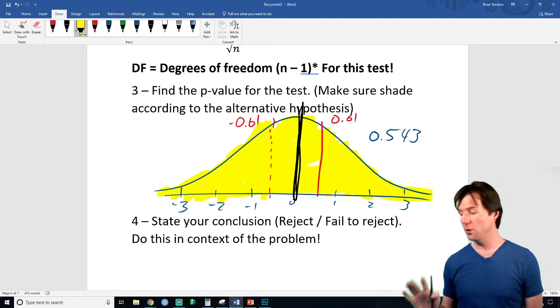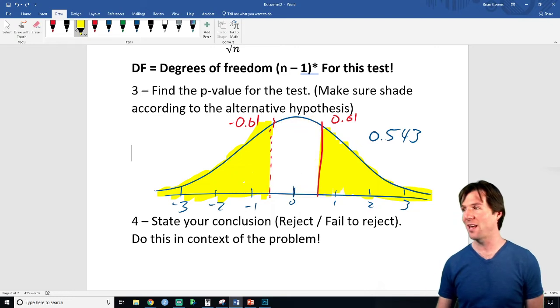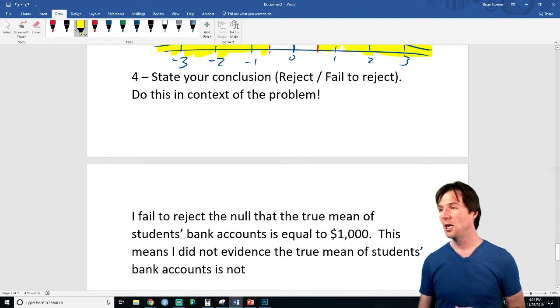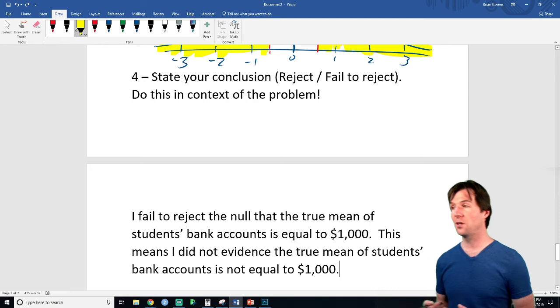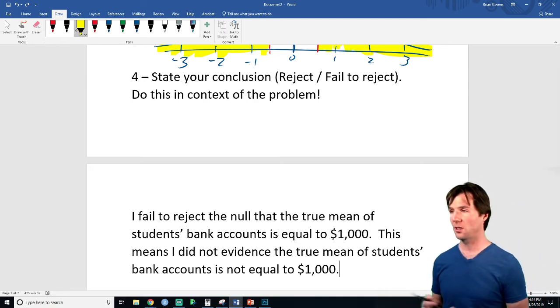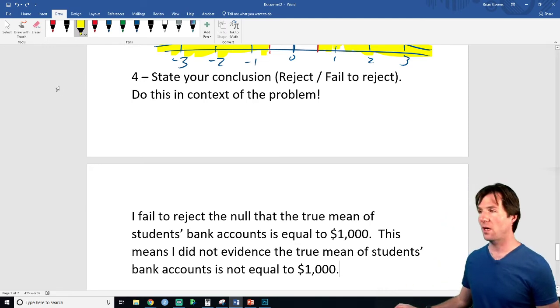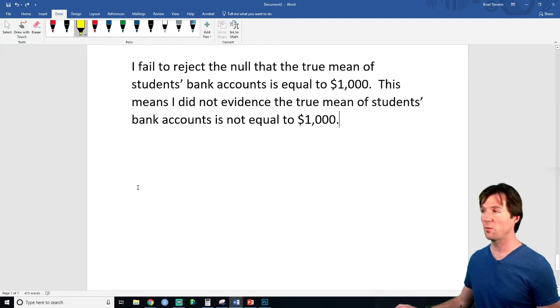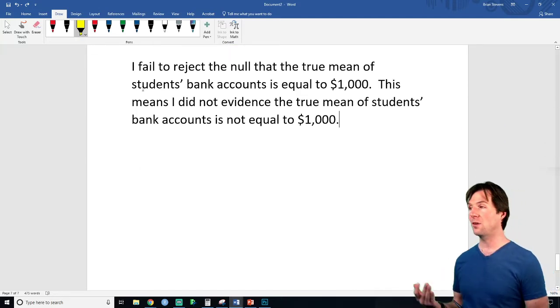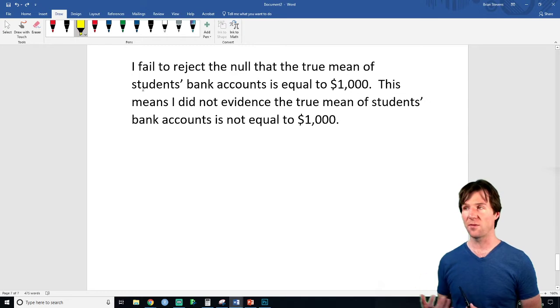We're not saying the null is true. Do not use those bad A words. Do not say that accept word. We would just say, I continue to believe the null, or I do not reject the null. I fail to reject the null. So continuing to believe is fine. We're not going to state the null is true. We're not going to say we've proven anything. We're just going to say we have evidence for the alternative, or we did not find evidence.